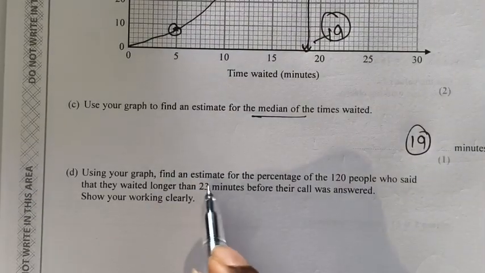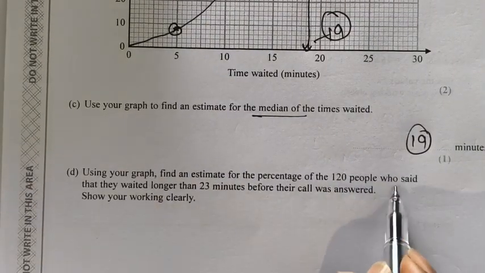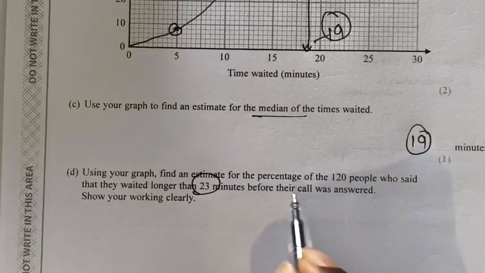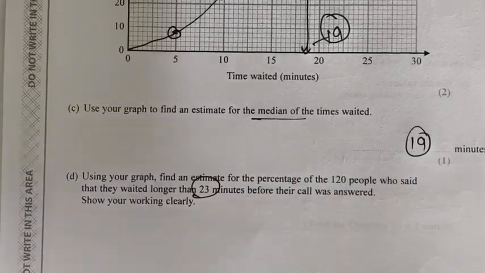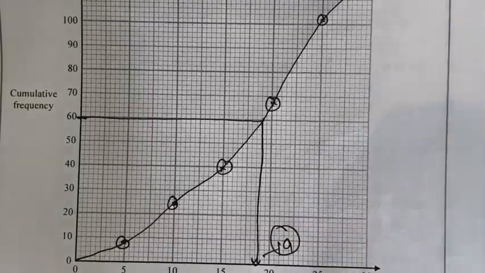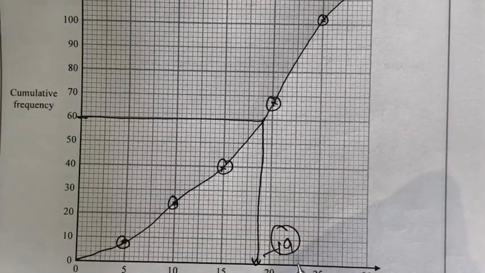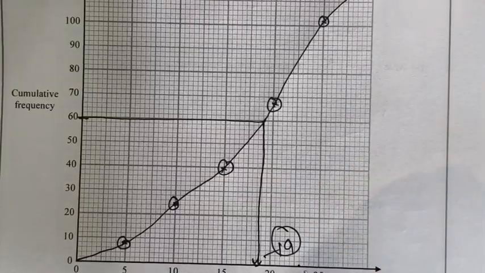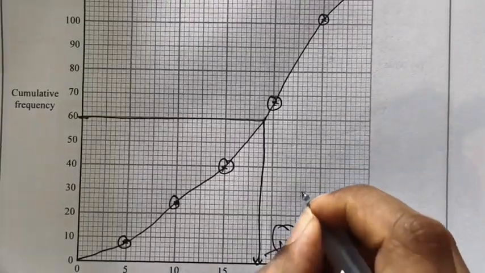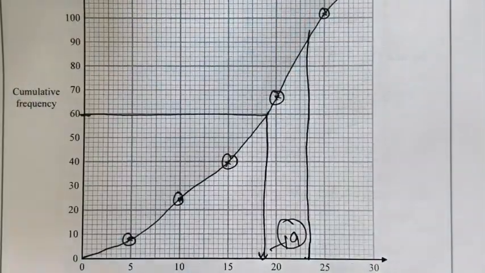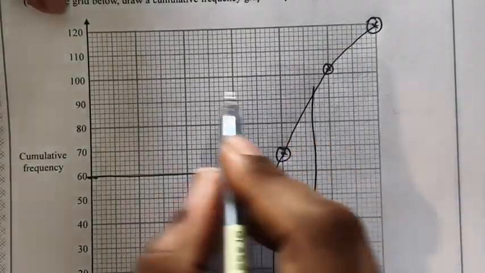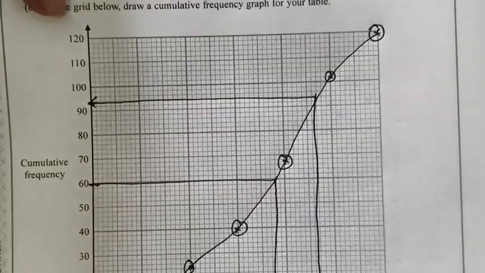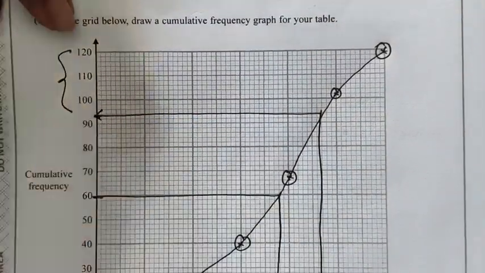Fair enough. Using your graph, find the estimate of the percentage of 120 people who said they waited for longer than 23 minutes before their call was answered. Correct? So where does 23 stand here? 23 actually stands somewhere close to this point. Now if I draw a straight line from 23 here, it will reach here. Correct? And take a guess on the left.